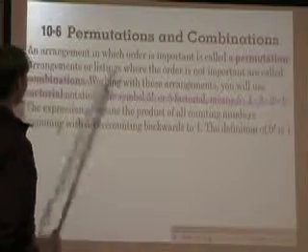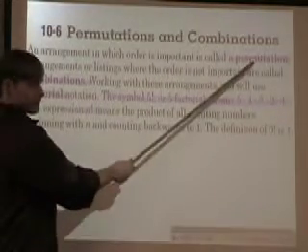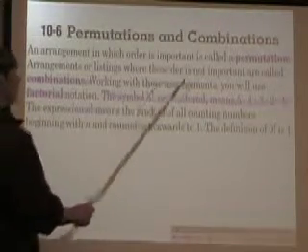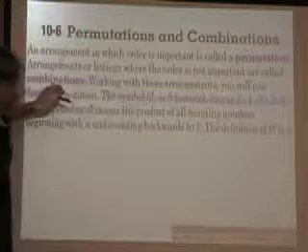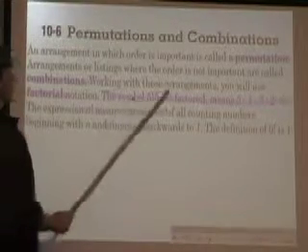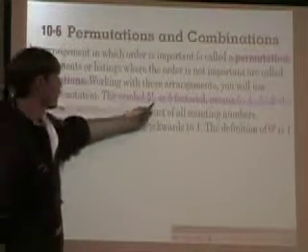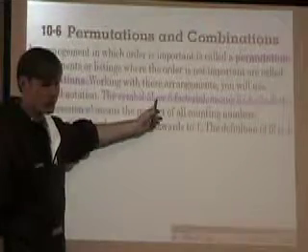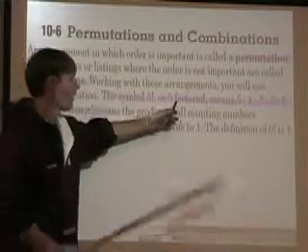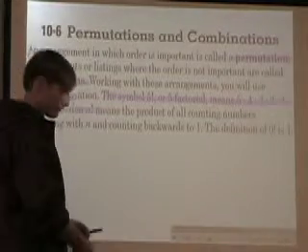So an arrangement in which the order is important is called a permutation. An arrangement or listing where the order is not important is called a combination. Working with these arrangements, you'll use the word factorial. The symbol for factorial is this exclamation point. Okay, that means factorial. Or 5 factorial, which means 5 times 4 times 3 times 2 times 1.